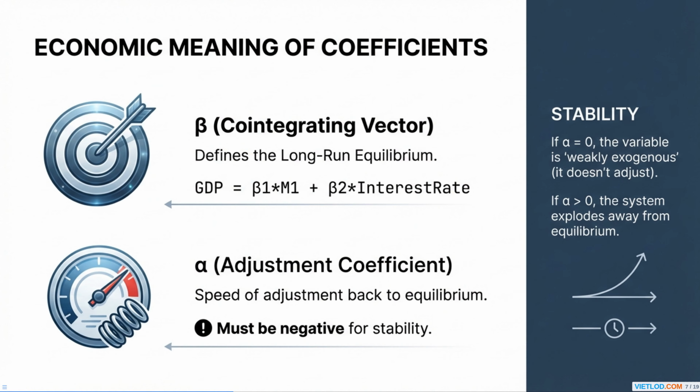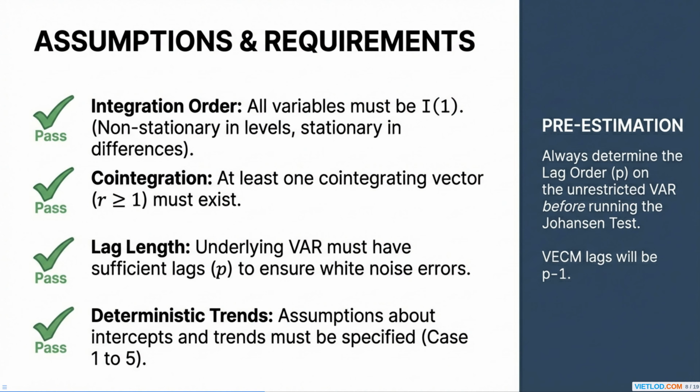This coefficient measures the speed at which a variable returns to its long-run equilibrium after a shock. It tells us what percentage of the previous period's disequilibrium is corrected in the current period. For the system to be stable and converge back to equilibrium, the alpha coefficient for an endogenous variable must be negative. A positive alpha would mean the variable moves further away from equilibrium, causing the system to explode. An alpha of 0 means the variable is weakly exogenous and does not respond to deviations from equilibrium.